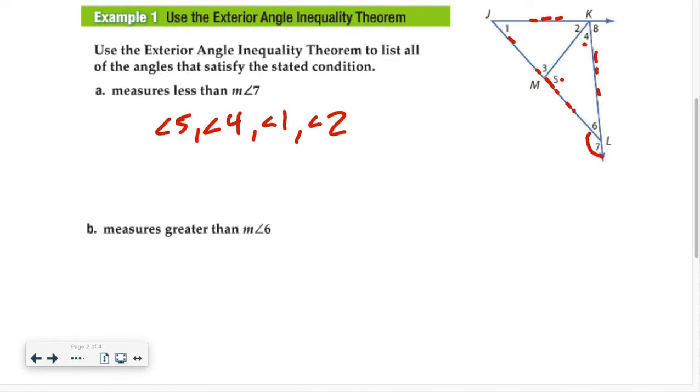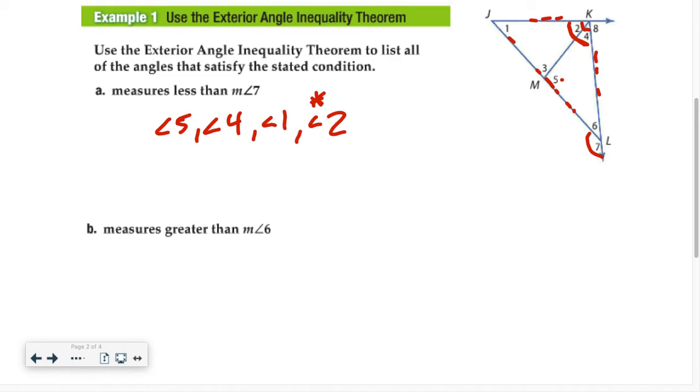Okay, of course, 2 is part of a remote interior. Again, 2 is part of this angle. Well, if the whole angle is smaller than 7, then certainly 2 is smaller than 7. So, a little asterisk there to keep that in mind.